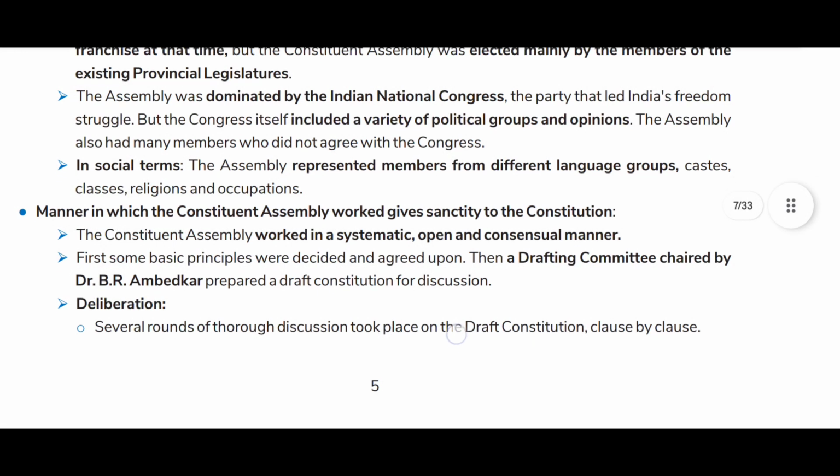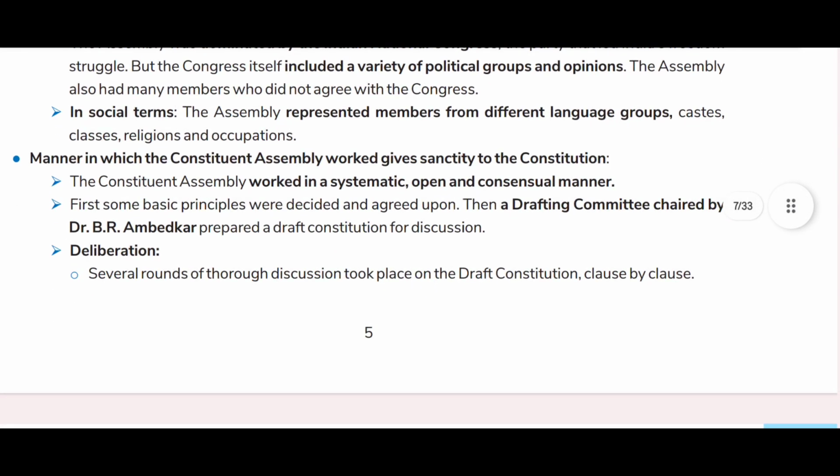The Constituent Assembly worked in a systematic, open, and consensual manner. First, some basic principles were decided and agreed upon. Then a drafting committee chaired by Dr. B.R. Ambedkar prepared a draft constitution for discussion.